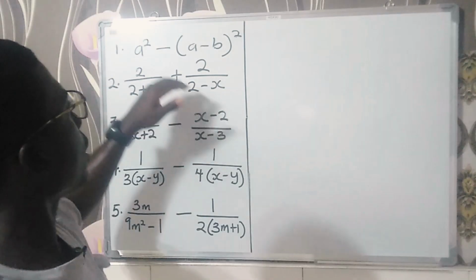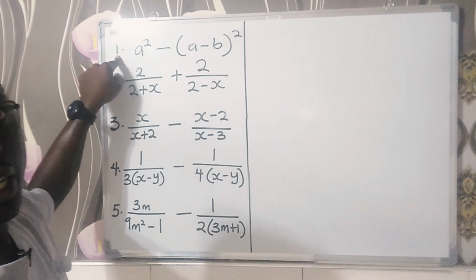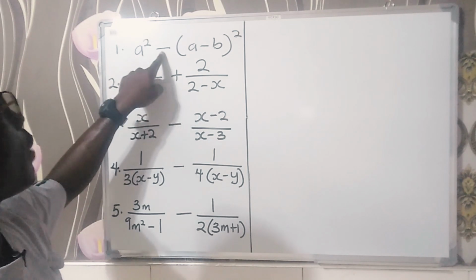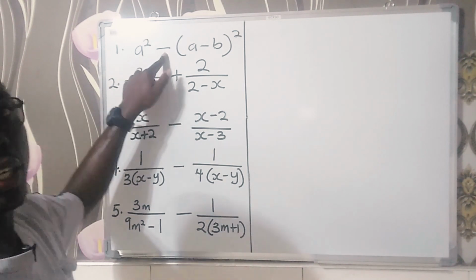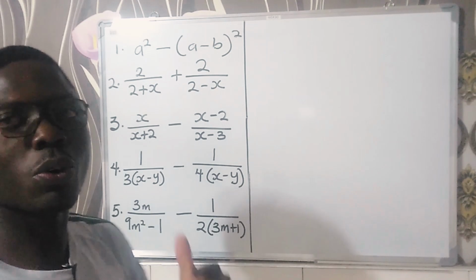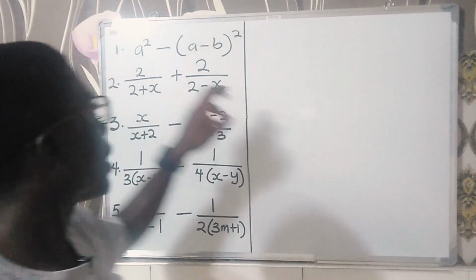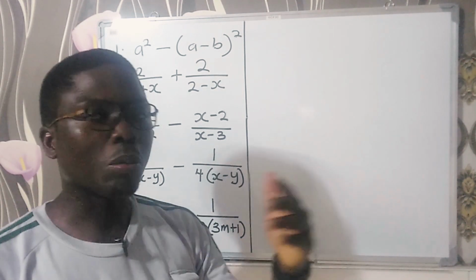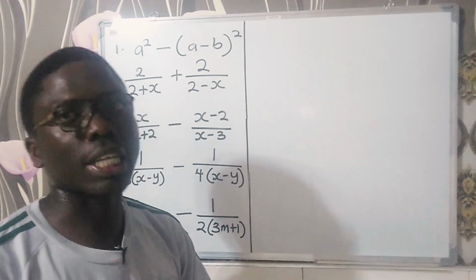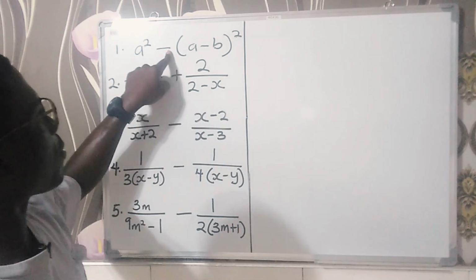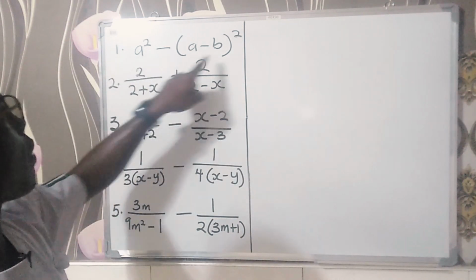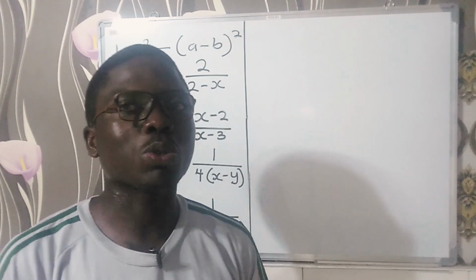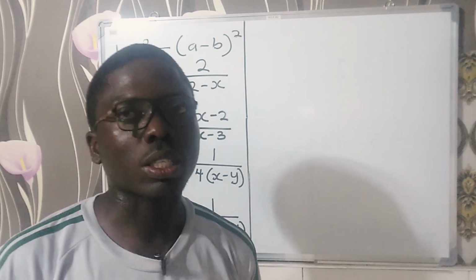Now you could see that in number one, we have a square here and we have a difference here. As you already know, sum is addition and subtraction is difference, as multiplication is also the product. So whenever you have a difference and you have a square, you have another square, there is a way to go by it, and that is what we call difference of two squares.